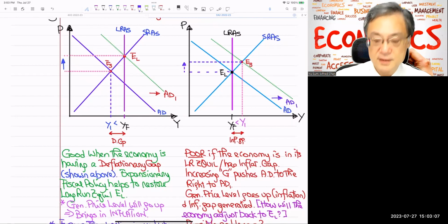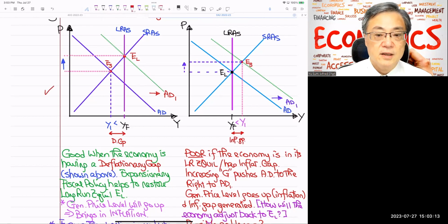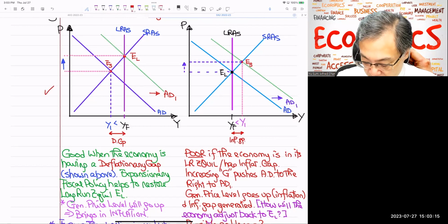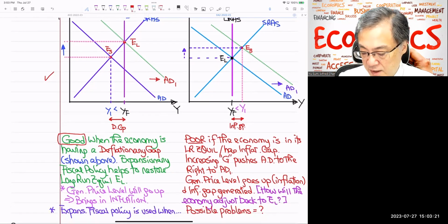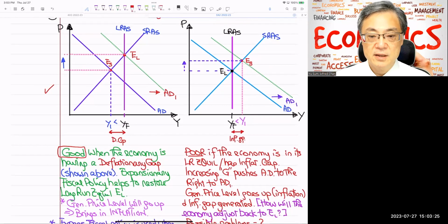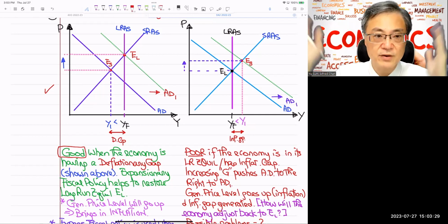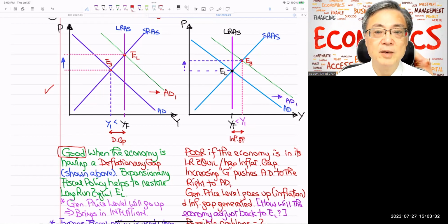Now, on the left-hand side, let's take a look at this one first. On the left-hand side, the expansionary fiscal policy is good when the economy is having what we call a deflationary gap. I hope you still remember what a deflationary gap is. Oh, I totally forgot. Never mind, take a look at the diagram.